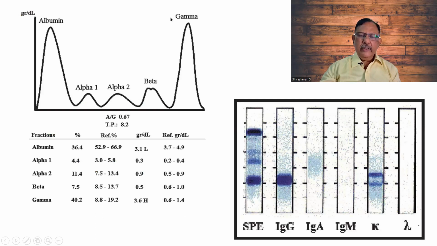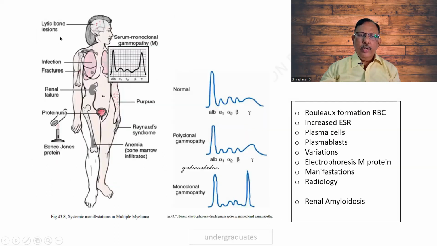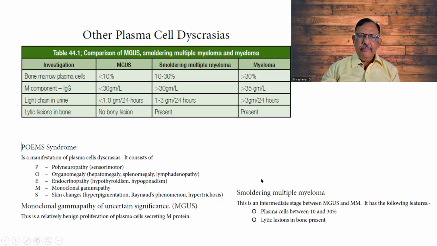And this is an electrophoresis which is showing the protein separation, and this is the M protein that is getting separated. And in this one, there can be two, either the kappa or the lambda. In this case, the kappa chain is increased and separated. What are all the other changes you can get? Lytic lesions, infection, fractures, renal failure, proteinuria, we have already mentioned, Raynaud's phenomenon, purpura, gamma glomerulopathy, and anemia. So the features are again mentioned for your benefit. And this is the M protein that is getting precipitated.